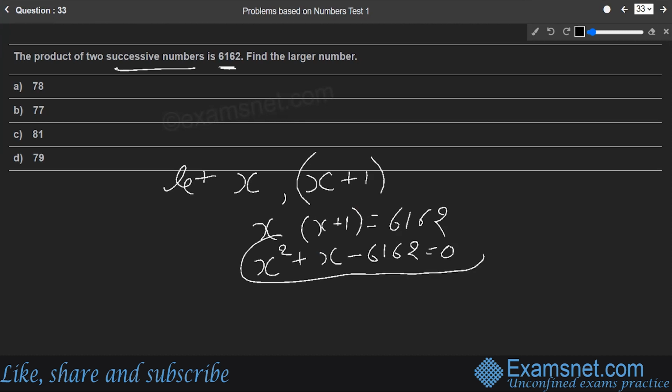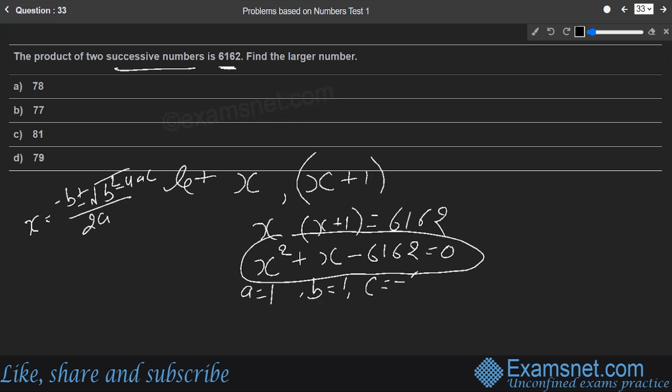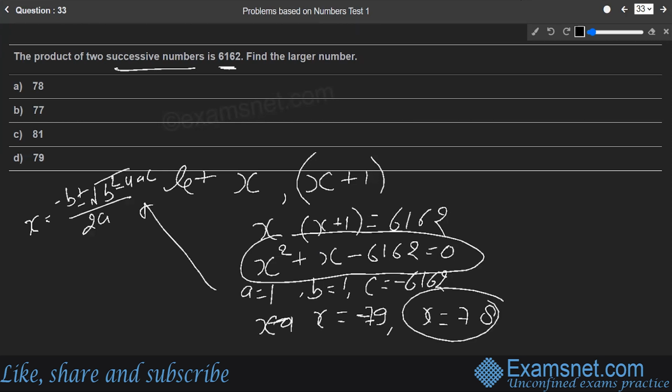Now this equation can be solved using the Sridharacharya formula also, which says x is equal to minus b plus minus under root b square minus 4ac upon 2a, where in this case, when you compare with the standard form, our a value is 1, b value is also 1 and c value is minus 6162. If we put these values in this formula, we can get the values of x. So we get x is equal to minus 79 and the other value of x that we get is 78. So these are the two values that we get.